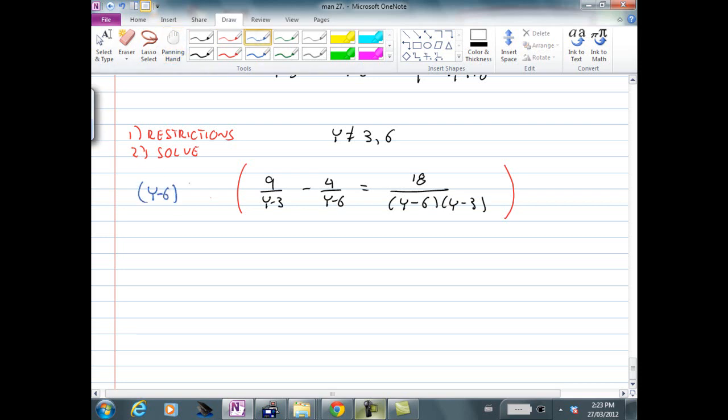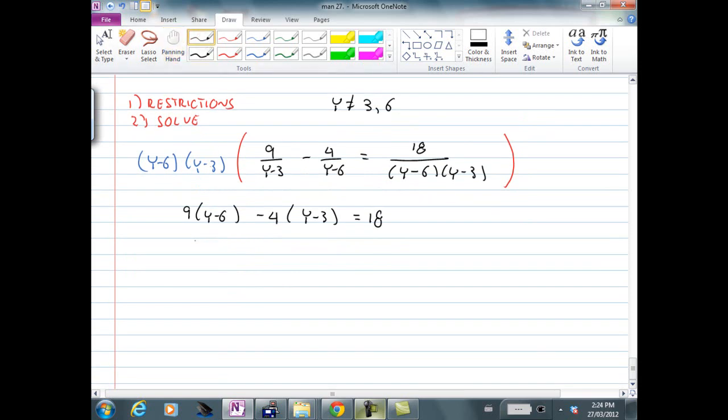Y minus 6, y minus 3. So look what happens. If I multiply my LCD into here, y minus 3 cancels out. You're just left with 9 times y minus 6. Exact same thing with this one. 4 times y minus 3 equals 18. Go ahead, expand it out, and solve.